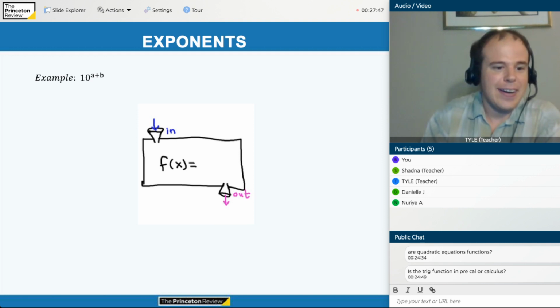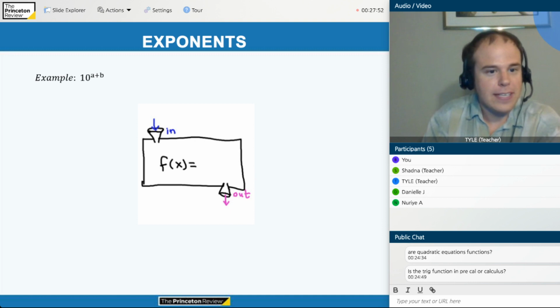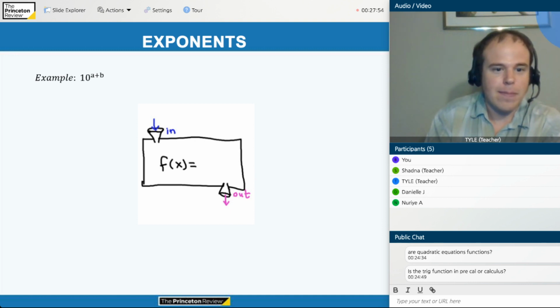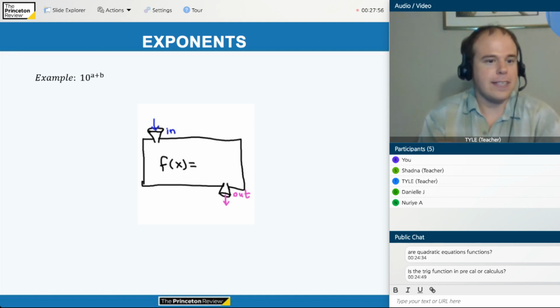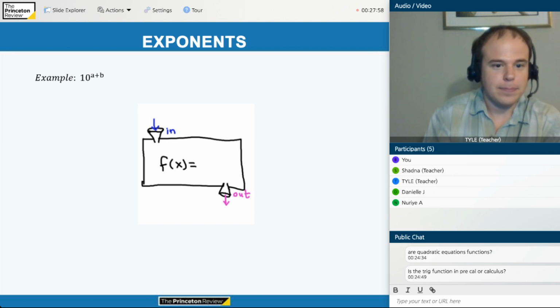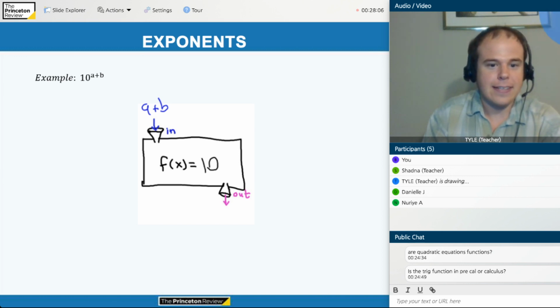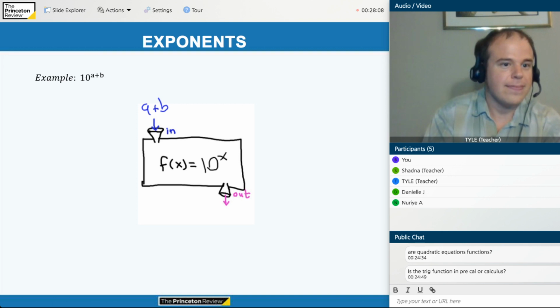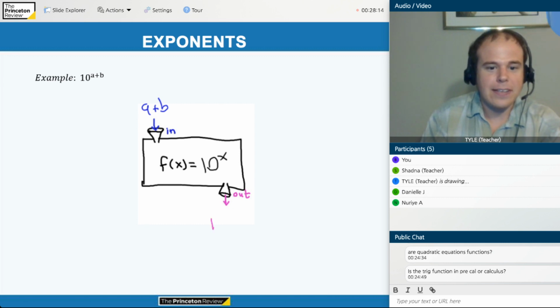Cool. We'll just do 2 more quick examples. So exponents, 10 to the a plus b. We're putting in a plus b. We're going to raise 10 to the a plus b. So we're saying 10 to the x is our function. And then the output is 10 to the thing that we put in, a plus b.